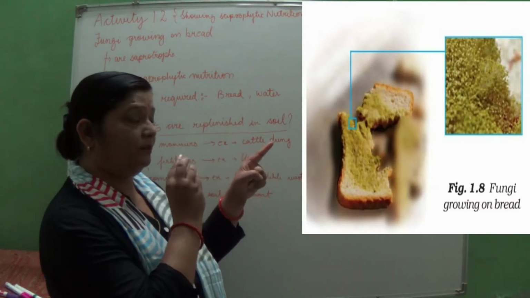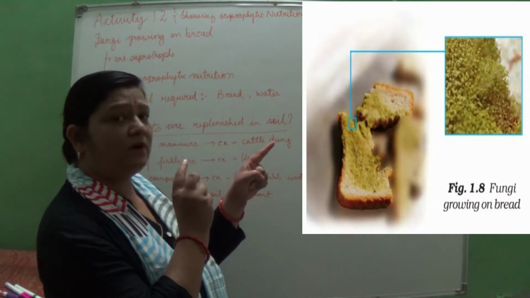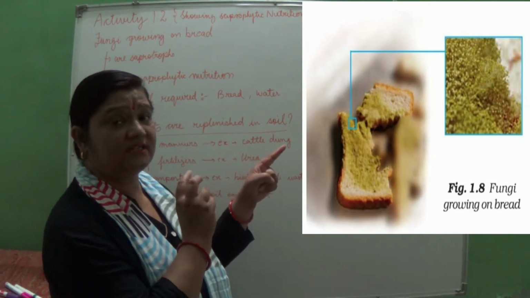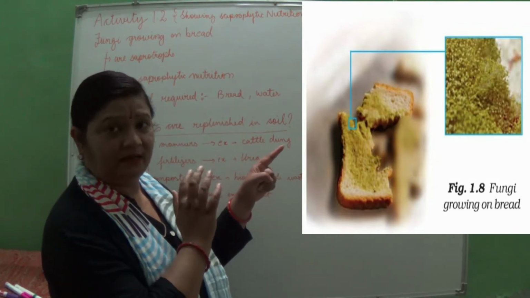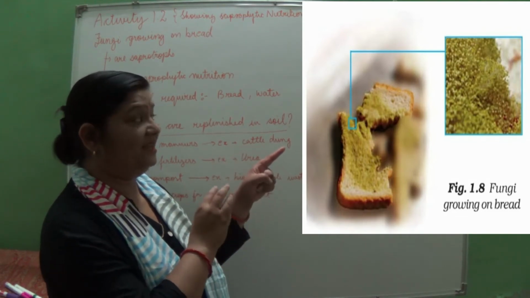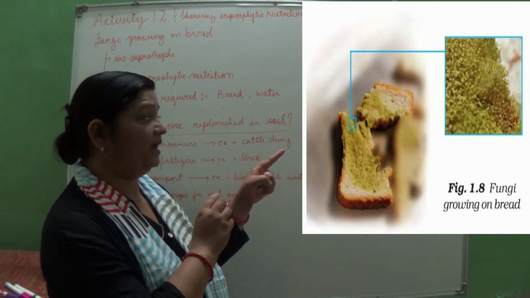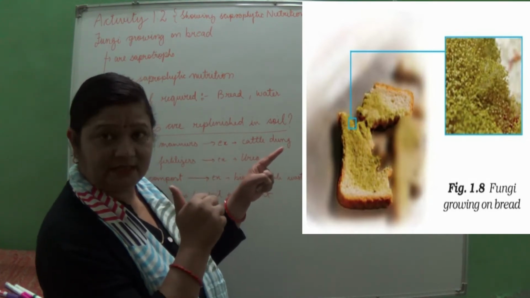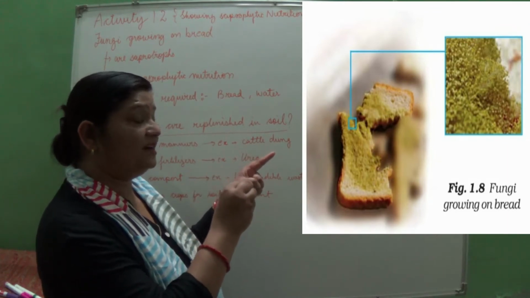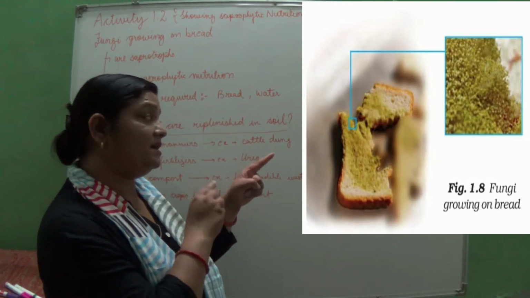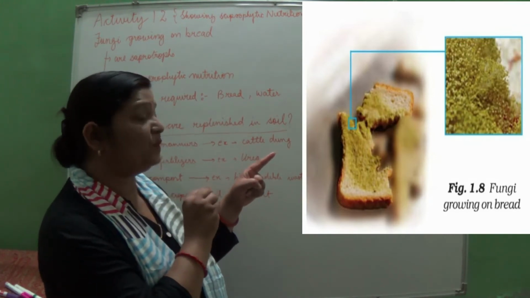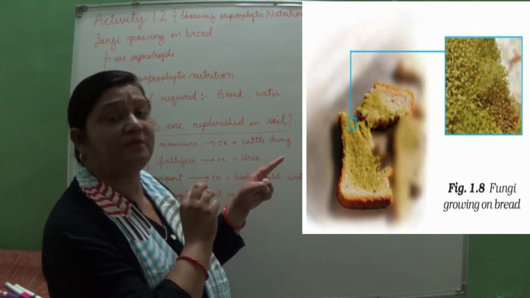You can see on the bread some spots which look like dust. In the initial stages they are white in color, but as it goes further you see green patches over here. It looks like dust, and as a result, the fungus has started growing and taking nutrition from this bread. As you can see, these spores are very small, microscopic in nature.